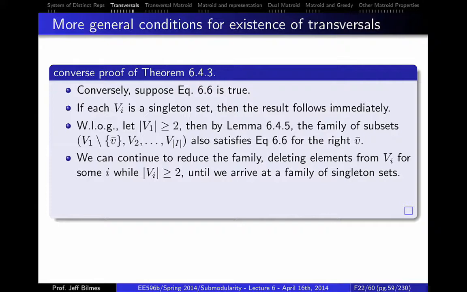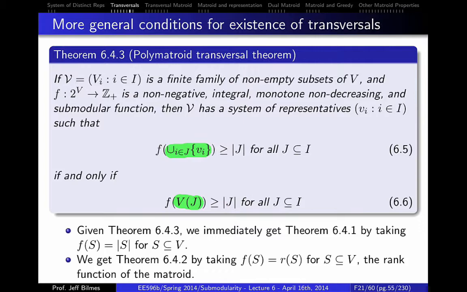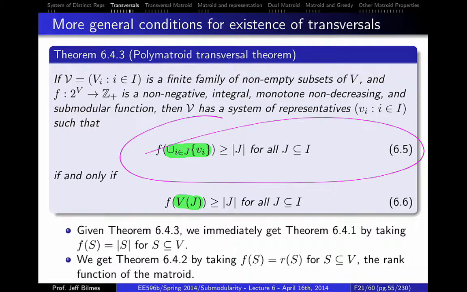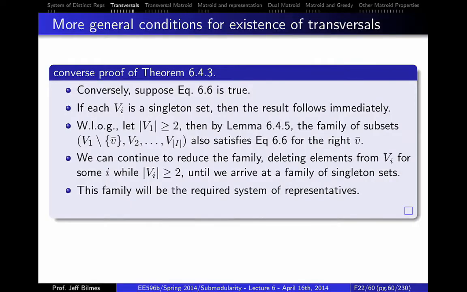equation 6.5. Namely this one, this equation, 6.5. And the theorem is proven. And that will be a system of representatives, and again, for the right submodular function, if you use like the cardinality set, then it's going to have to be distinct.